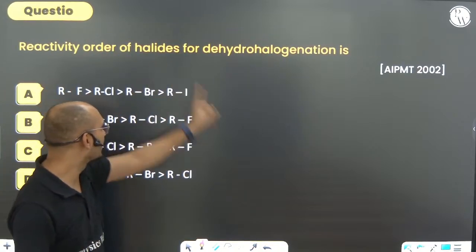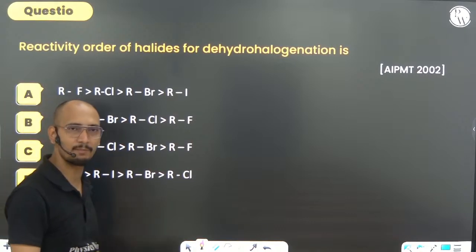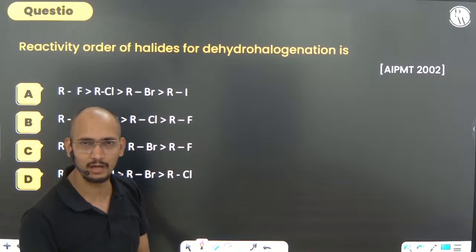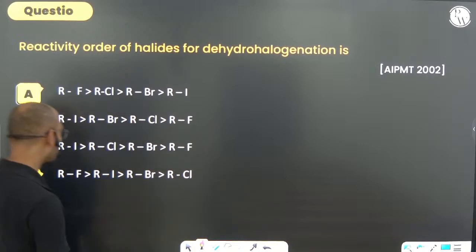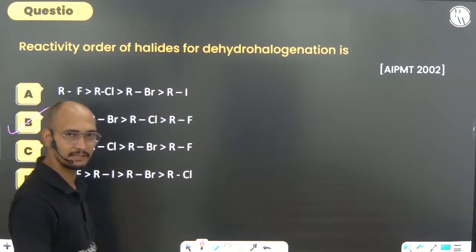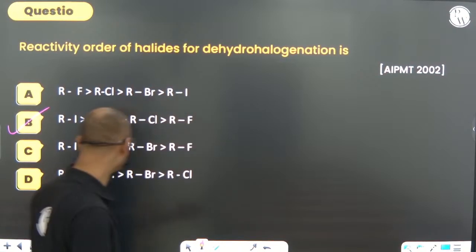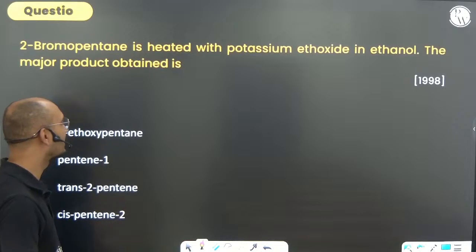Reactivity order of the halides for dehydrohalogenation is... See, in dehydrohalogenation also, where the bond breaks easily, it will be fast. So RI will be faster, then RBr, RCl, RF. Does this make sense? Is that okay or not? And anyway, this reaction is an E2 reaction, and in E2 elimination we have to understand that this is going to be like that.